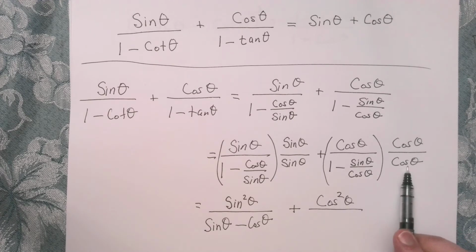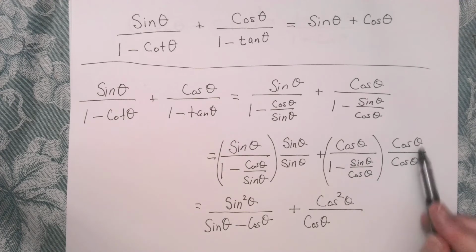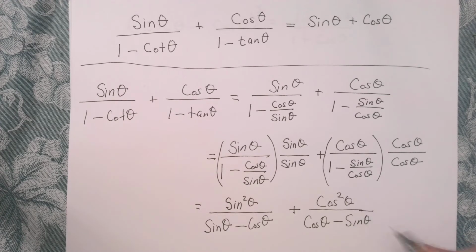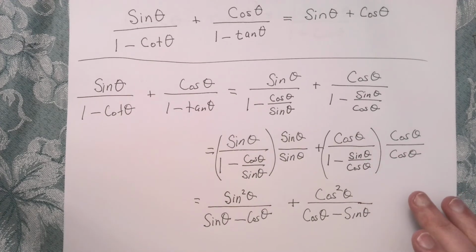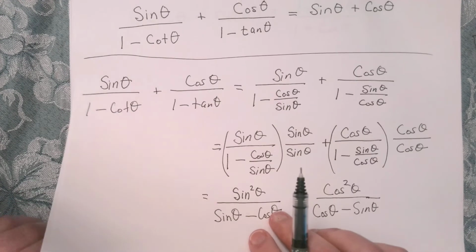Over here again, I'm going to distribute. So this times 1 is cosine of theta. And then here, the cosines will cancel out. That was actually the entire point, right, of multiplying by this. And so we almost have common denominators. Not quite right now, right?